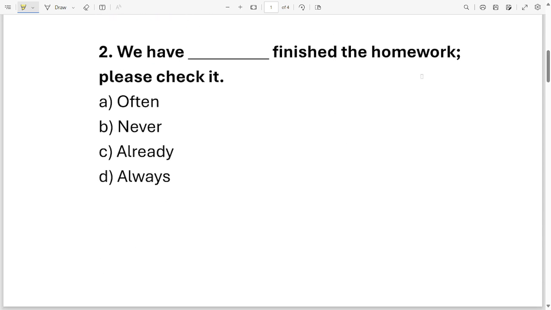This is also fill in the blanks. We have dash finished the homework. Please check it. Now, your options to fill this blank are often, never, already, always. These are the 4 options. Which one is correct? Is option A correct? Is B correct? Is C correct? Or D is correct? Which one is correct?